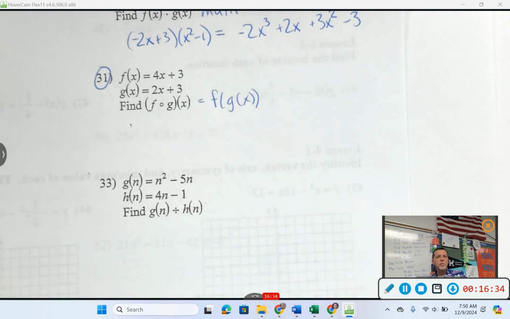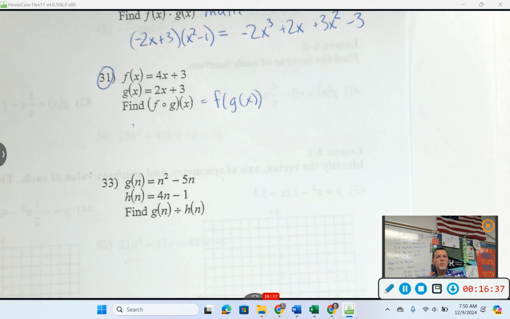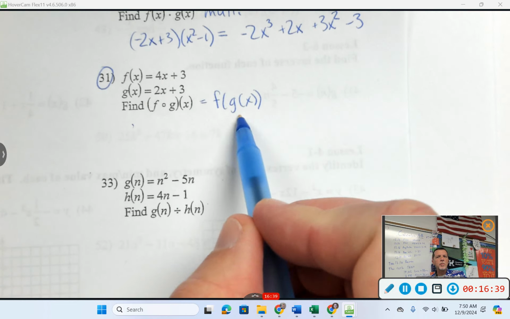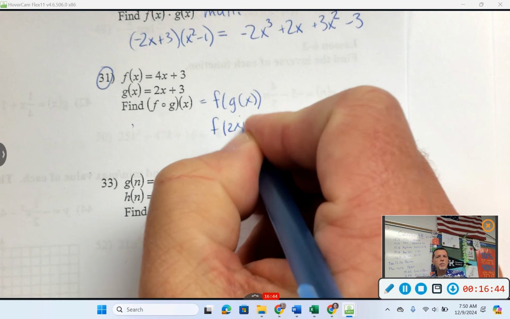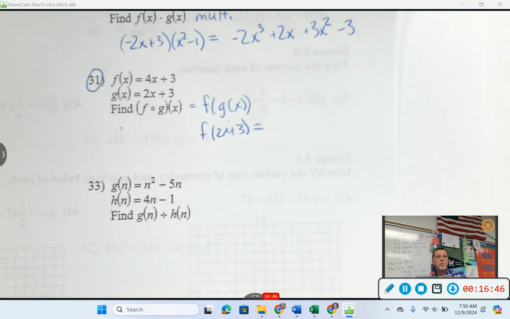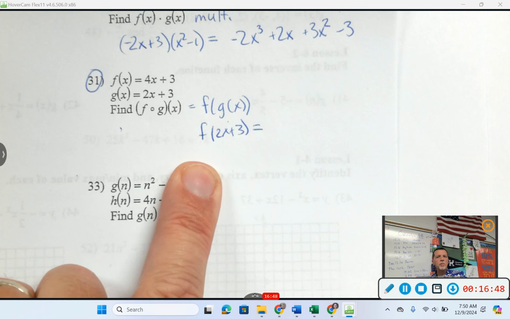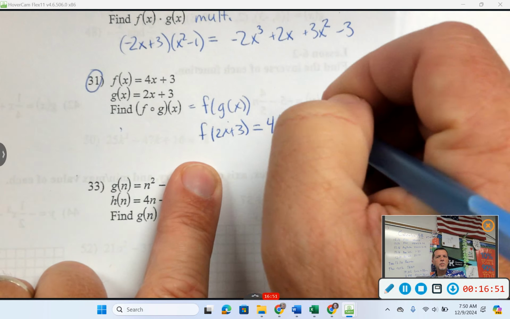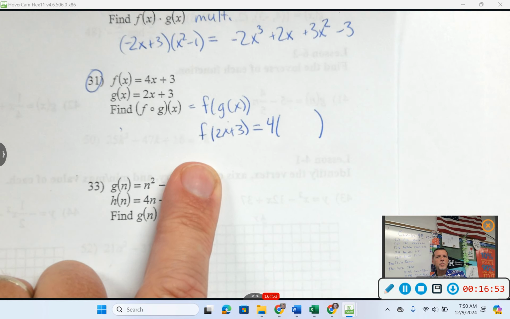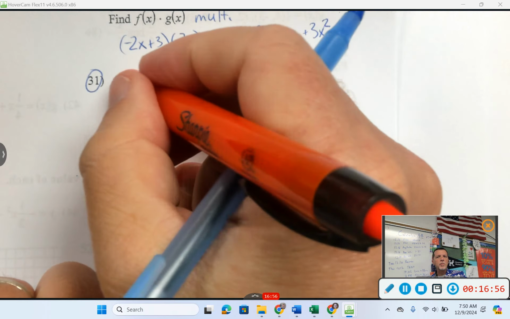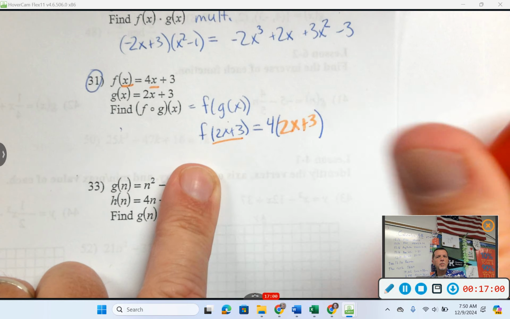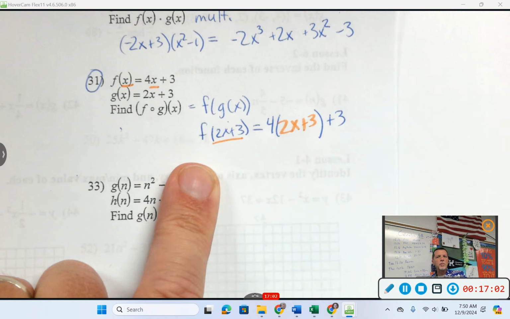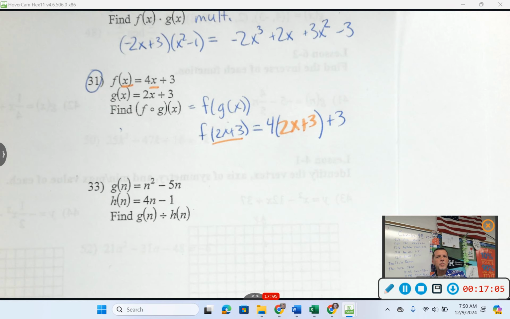So, who's getting plugged into the other one, I guess, is the main question. Yeah, G's getting plugged into F. F of 2x plus 3. So that means we go to our F function, and instead of plugging in x, we plug in 2x plus 3 and leave everything else the same. So that's F evaluated at G.